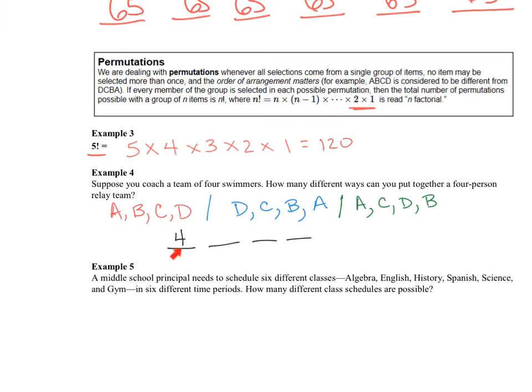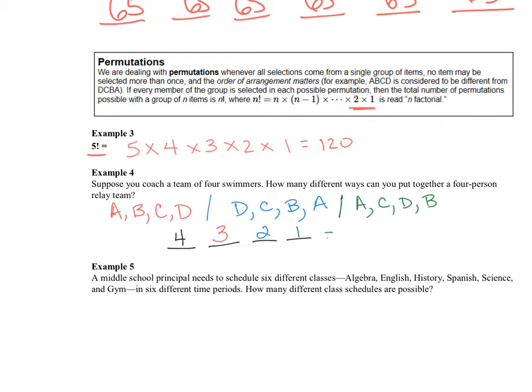Once you put a swimmer person here, how many swimmers are left to choose from? Well, there are now only 3. And then once you put a person here, how many people are left? There are now only 2. And this last one, once you use up this person, has to be just 1. So do you see how you've gotten to a factorial here?